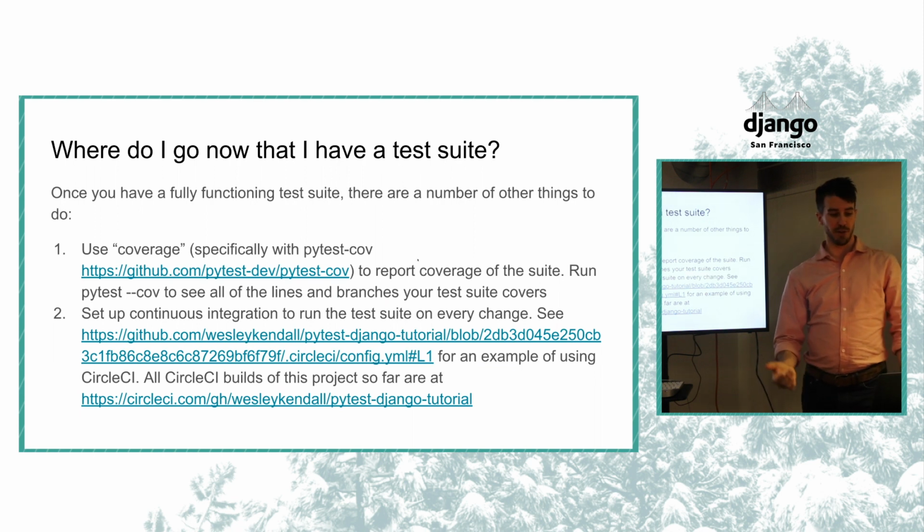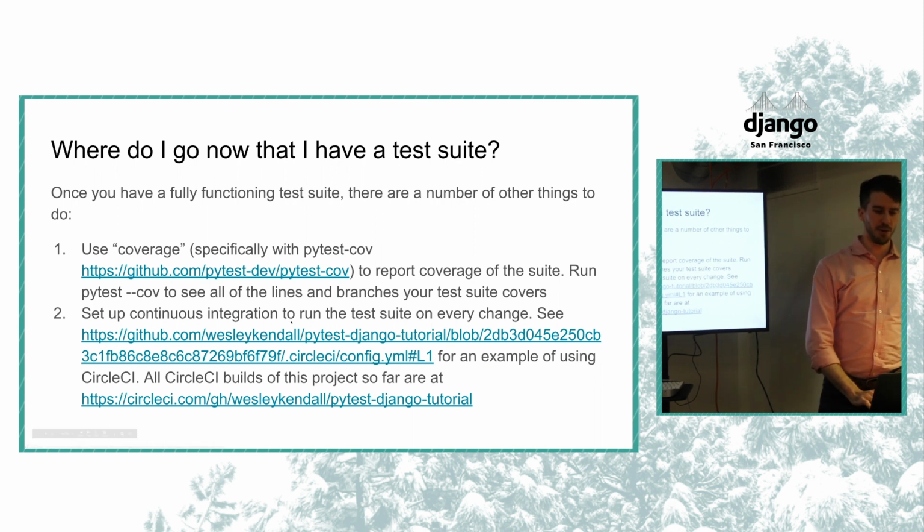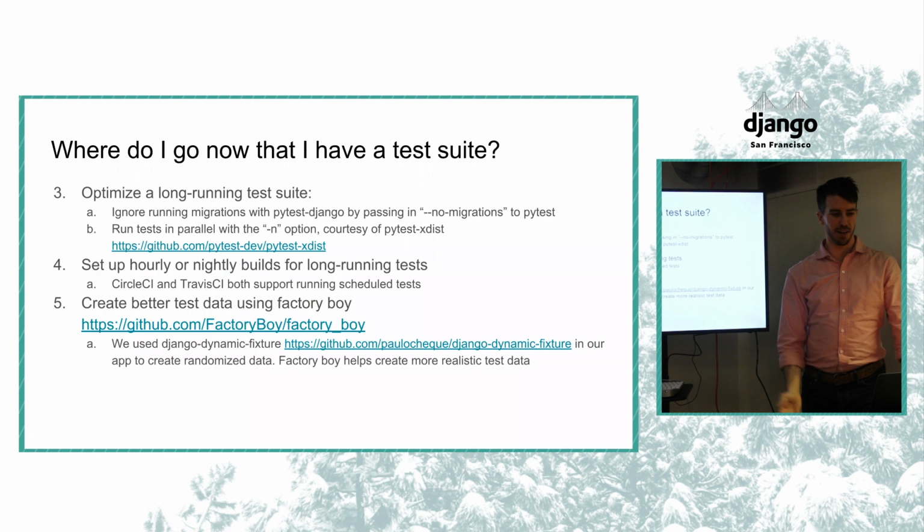Another thing too, once you have a great test suite, is setting up continuous integration. In this repository, I have an example of using Circle CI for doing integration. Every time we do a push, Circle CI is going to run our test suite for us and give us a pass or a fail. You can even set up Circle to do nightly tests, so you can run your smoke tests every single night or do special things like that.